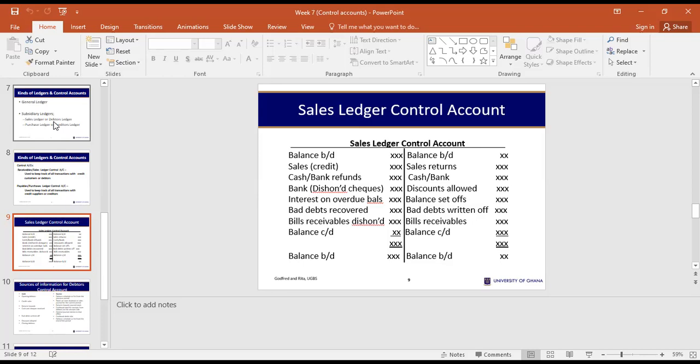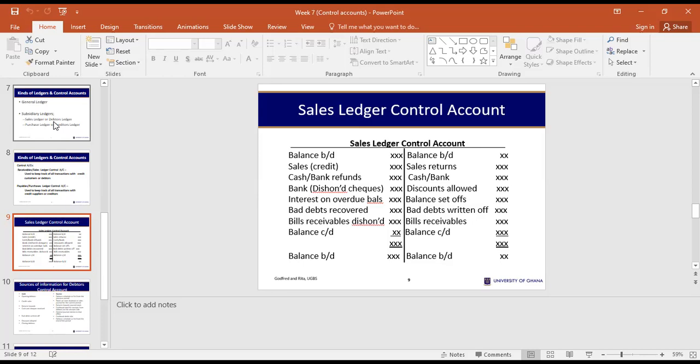So bad debt recovered, that's what we call it. It increases the amount that you owe me, so it's recorded there. But when there's any bad debt written off, it reduces the amount you owe me.